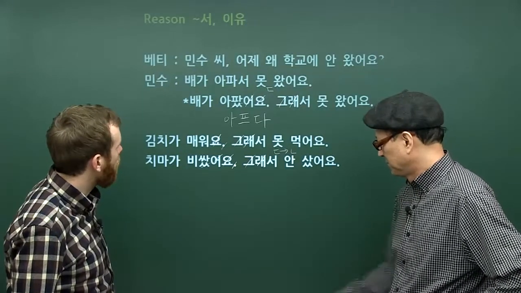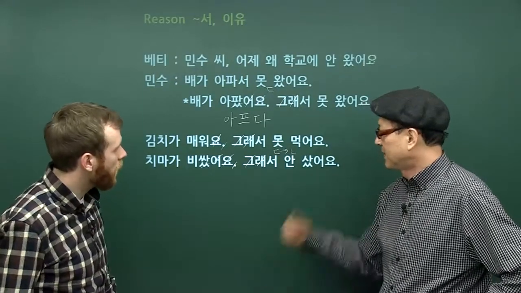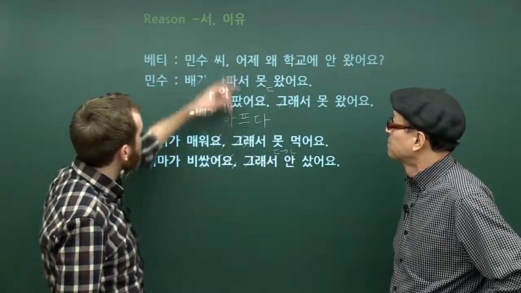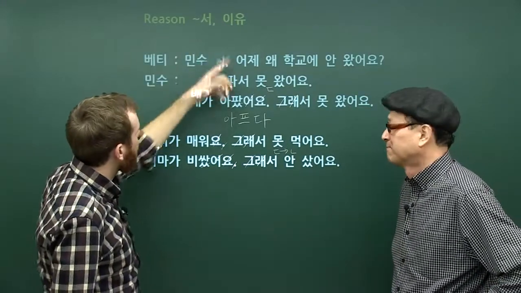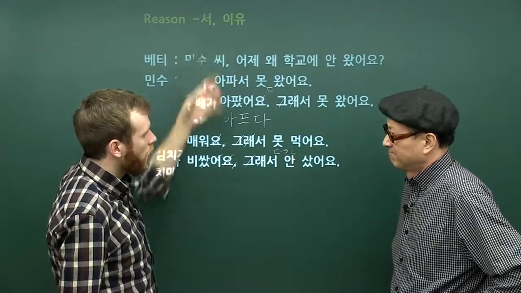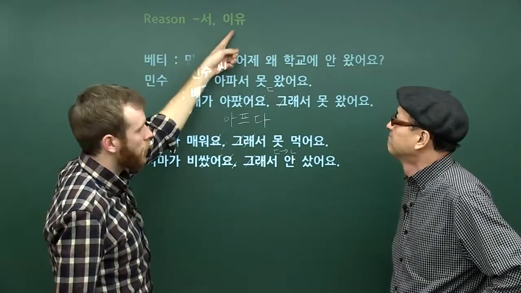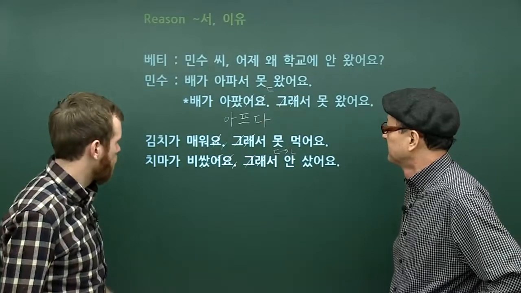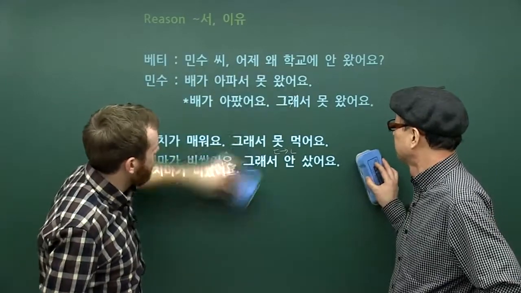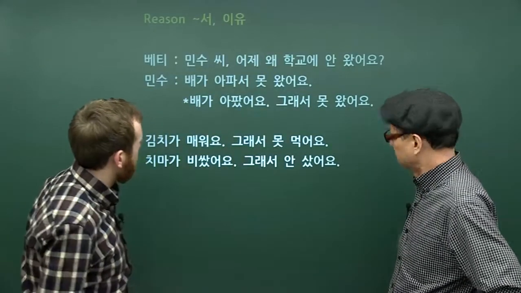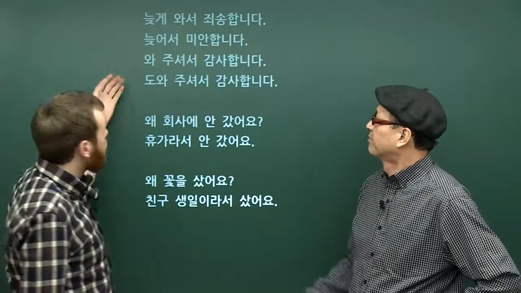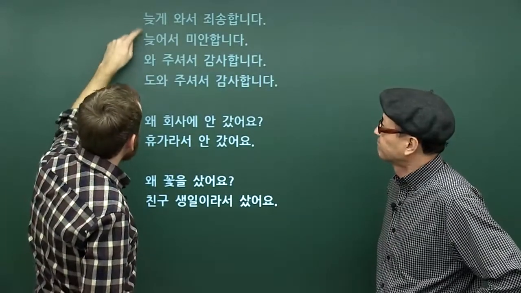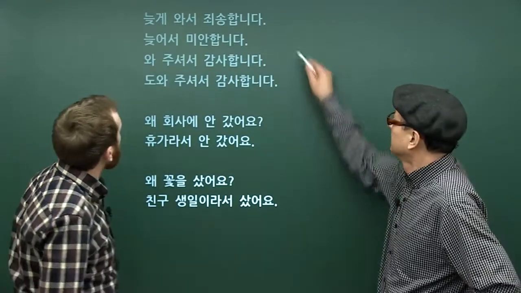Do we have any other examples before we move on? Yeah, and again, 서 just means reason. But maybe just to talk about the reason, I would use the word 이유. All right. So lots of other examples to look at here. At the top we have two similar examples.